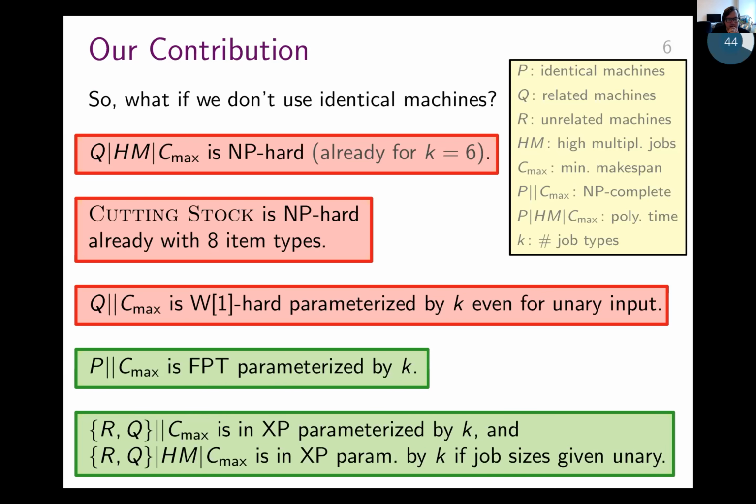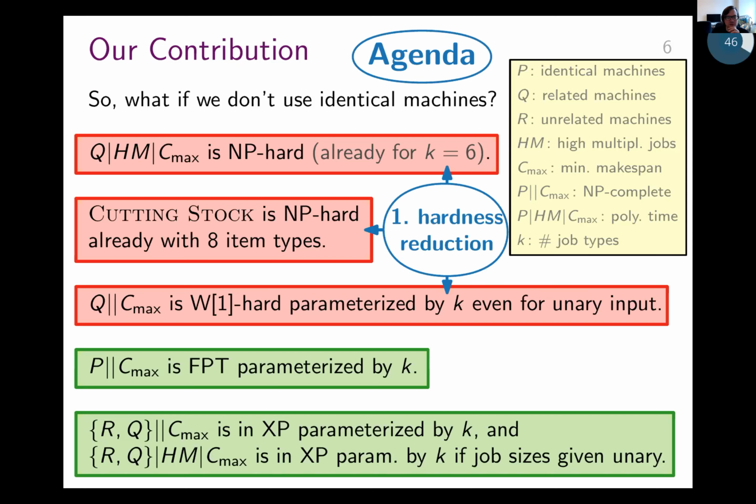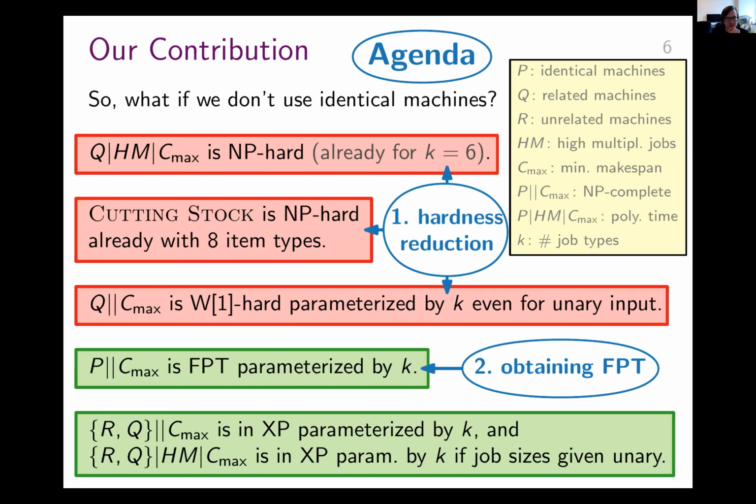And then we also show these dynamic programs, as I said, both for uniformly related machines and unrelated machines. Anyway, the agenda is mainly I will talk about the hardness reduction. That's the most interesting part. And then I will talk about how to get this FPT result.